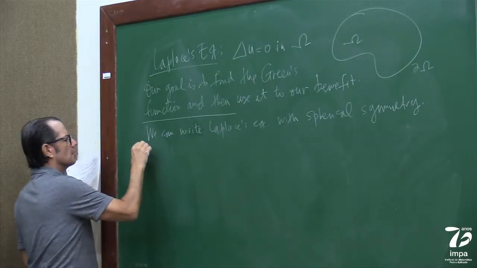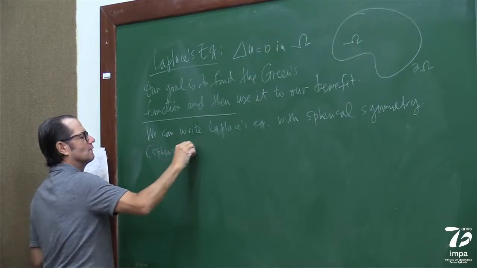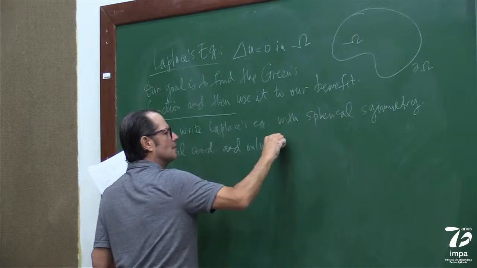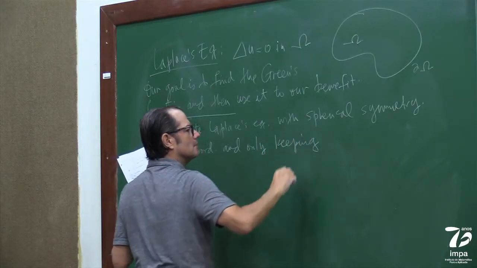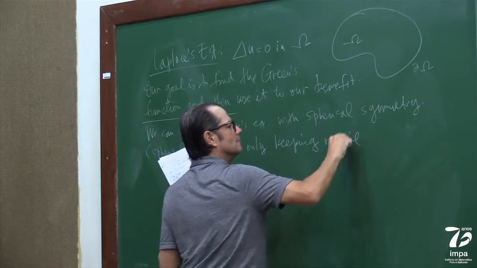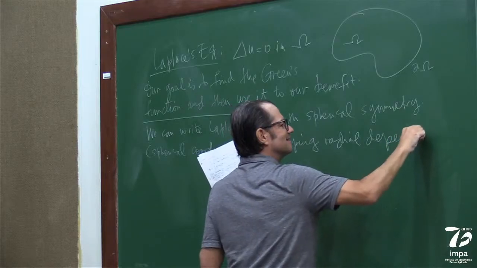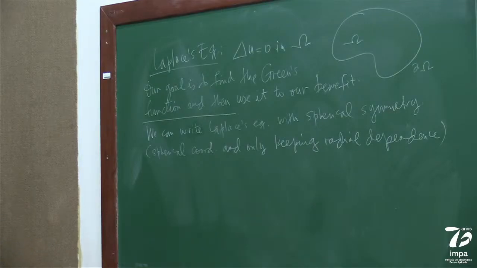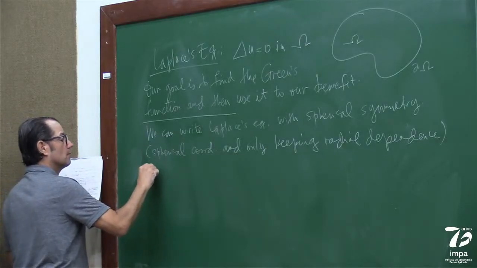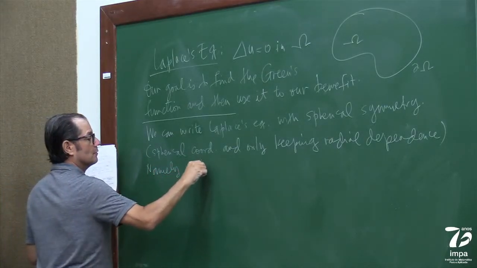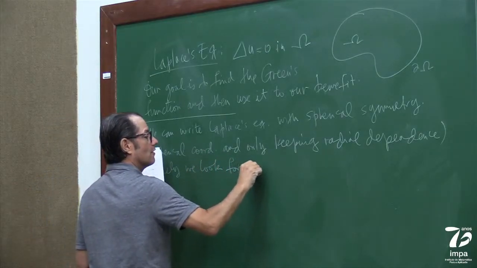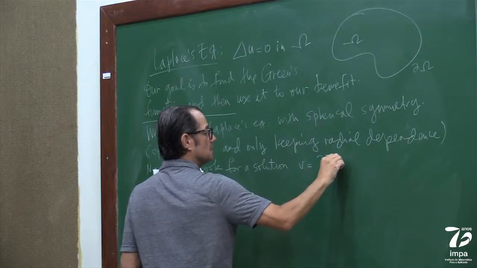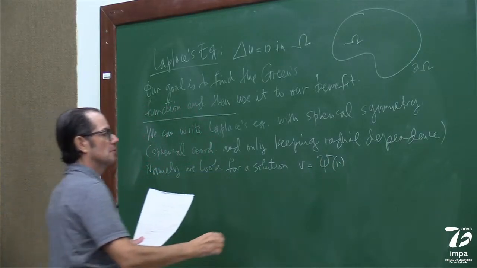and only, let me put it here. Yeah, I should write. So, spherical coordinates and only keeping radial dependence. Okay, so it is invariant under translation and so on. So namely, we look for a solution V equal C of R, which is the radius, right?